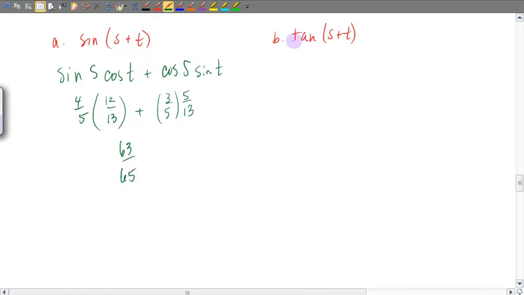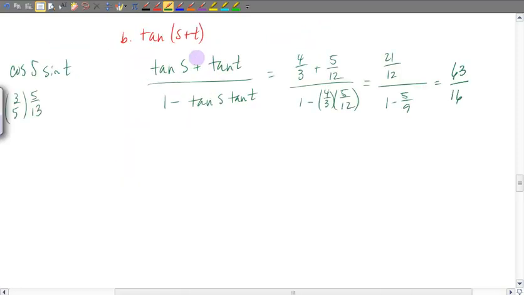Okay, so I want you to take a second and do the tangent of S plus T using all that information that we just got. So stop the video, work it on your paper, and then let's come back and make sure we get the same answer. So when I take the sum identity for tangent, break it out and replace those values with what we just calculated, you end up getting 63 over 16. So I hope that you can get that value using your calculator. If not, keep practicing it until you can get that.